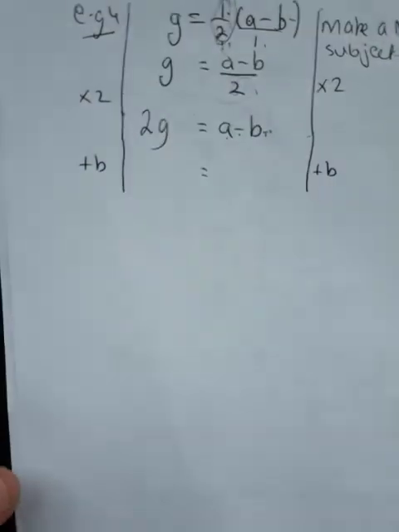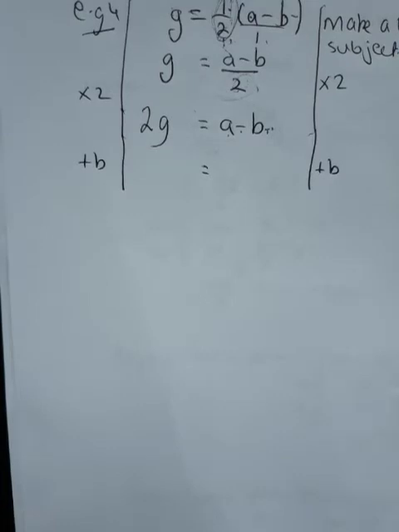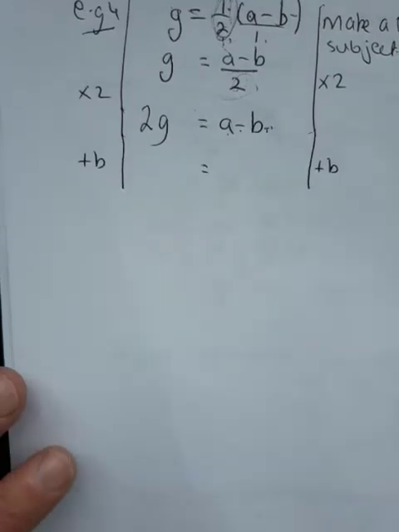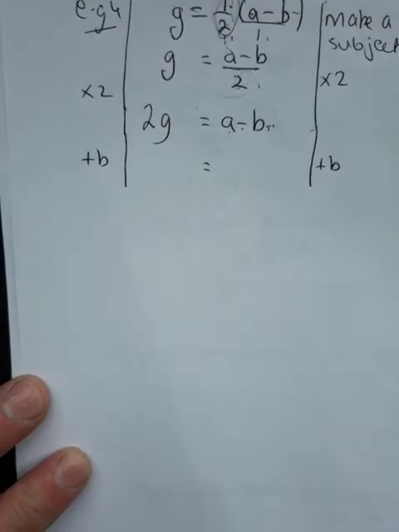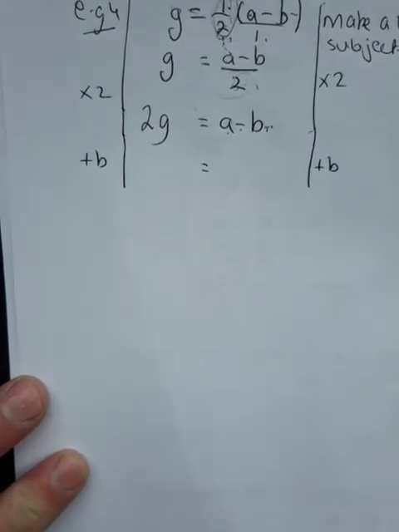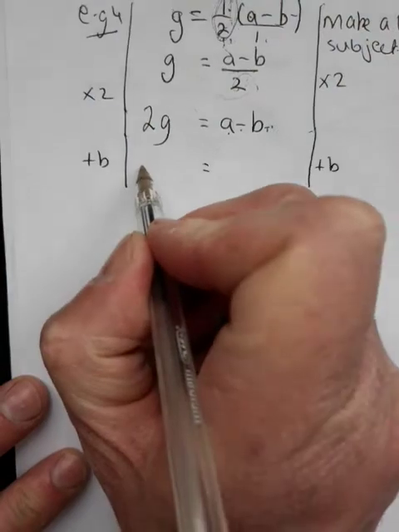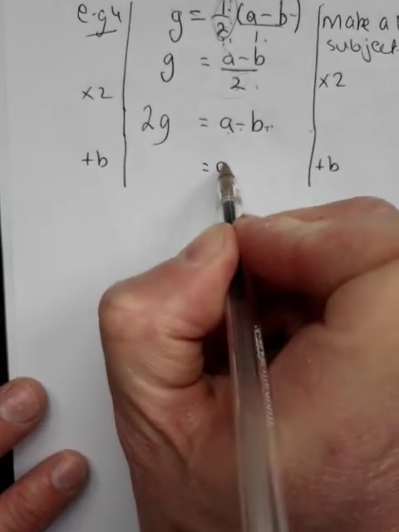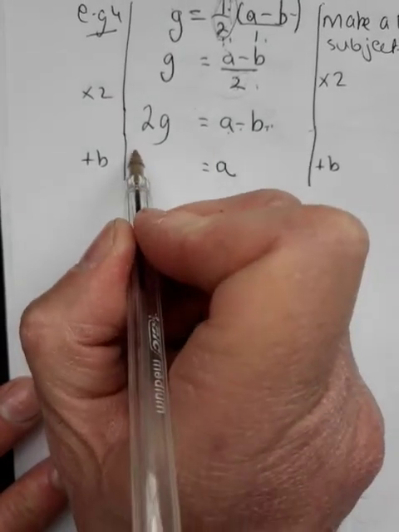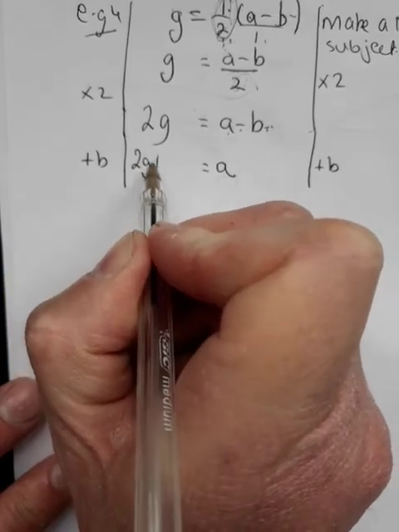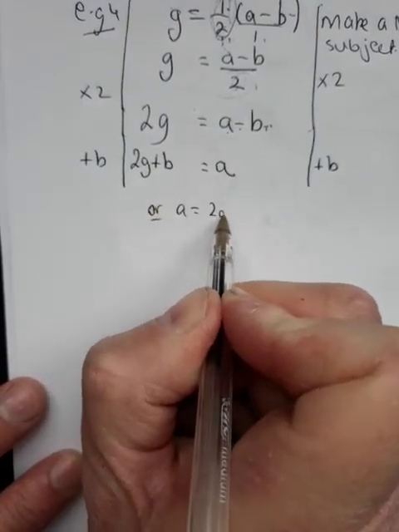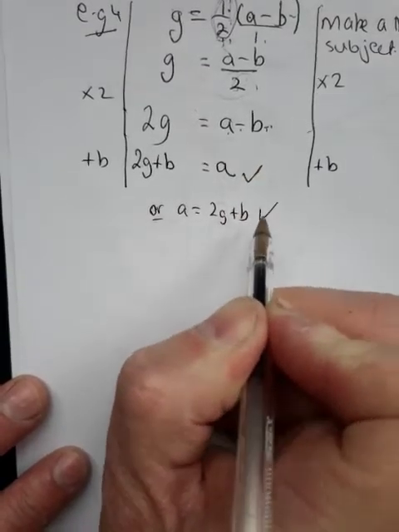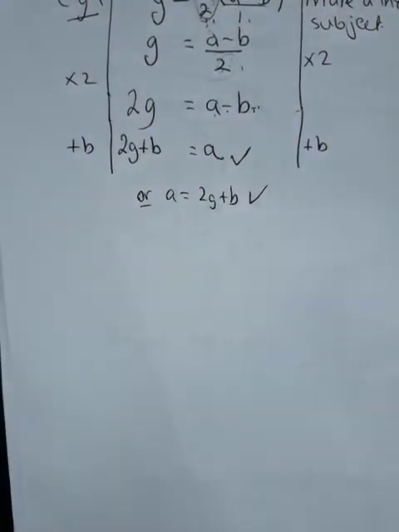So it's the same as the equations work that we did earlier in the year, but instead of subtracting, adding, dividing and multiplying by numbers, we're now doing the same with letters. So this side will become a if we add b, and this side was 2g originally, and we're going to add b. So that's it. Or we can write it as a equals 2g plus b. Both of those are perfectly okay as answers.